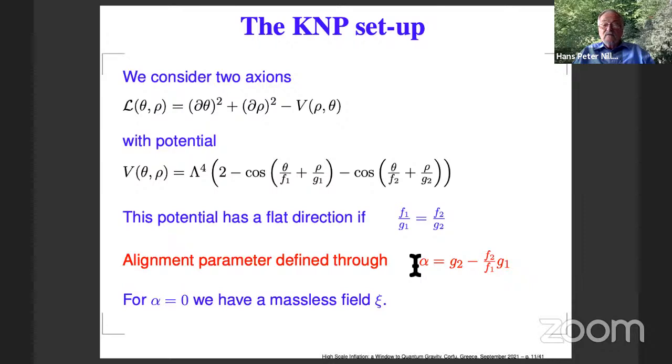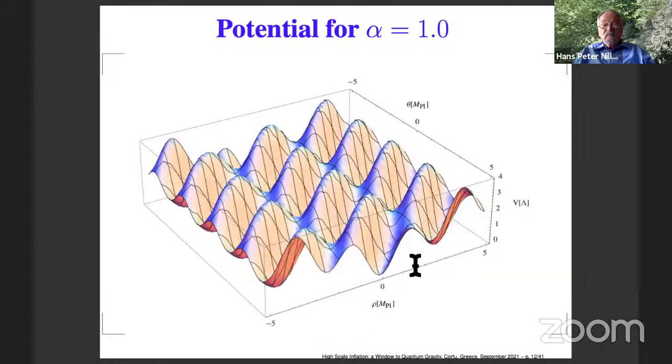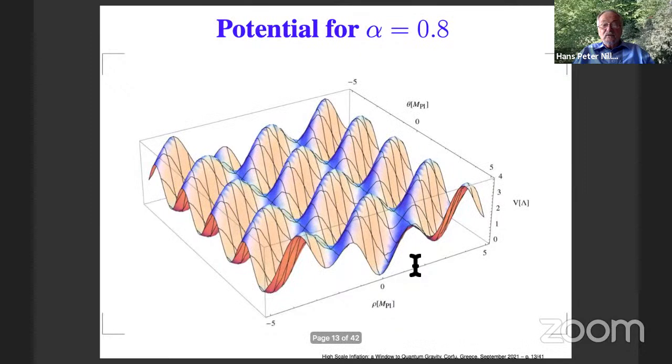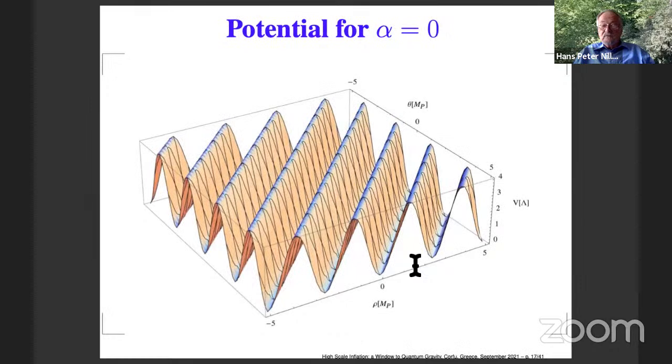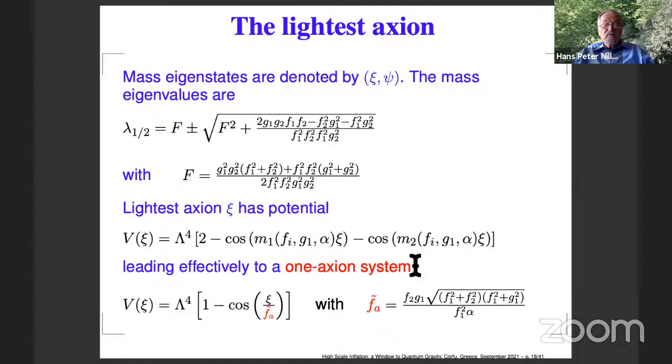Here you can look at the potential when alpha is 1, 0.8, 0.5, 0.3, 0.1. So you see there's one flatter direction like that. And of course, if alpha is zero, you have a situation like that. So in the case of alignment, you will have the new xi, which you can define, so out of the original ones, you have now two axions, xi and psi. Xi is light, psi is heavy. And so you will have the potential.